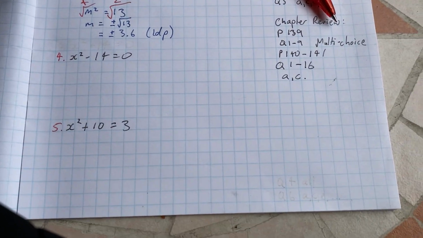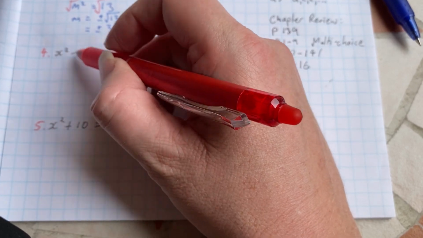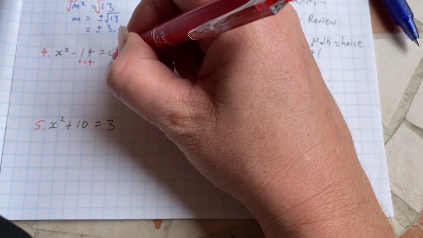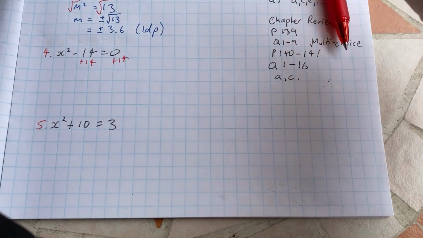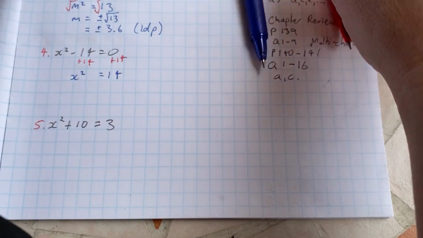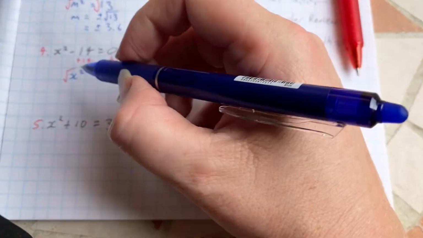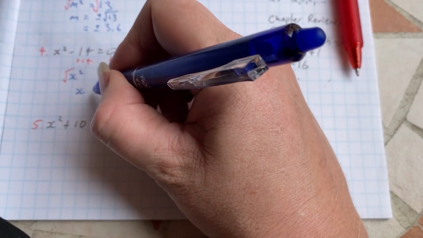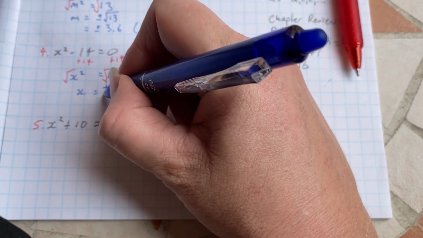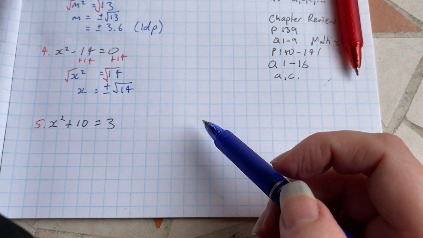Last 2 more examples. So on this one, we need to get x on its own. So let's add the 14 to the other side. So we get x squared on the left and 14 on the right. Now this is very similar to the previous one, square root each side. So square root of x squared is just x. On this side, plus or minus root 14 in surd form. If you want to put it in your calculator, you can.